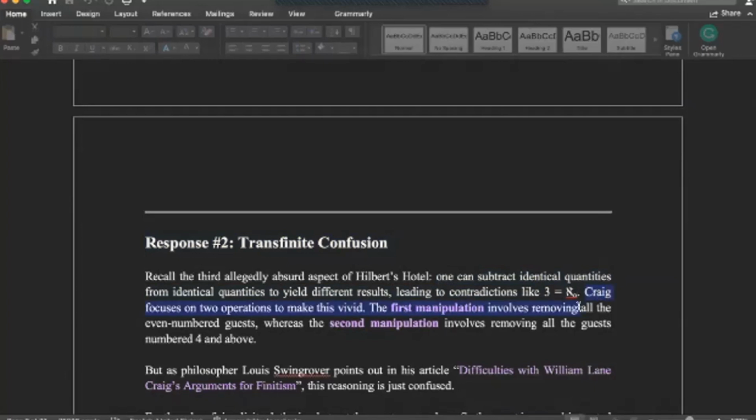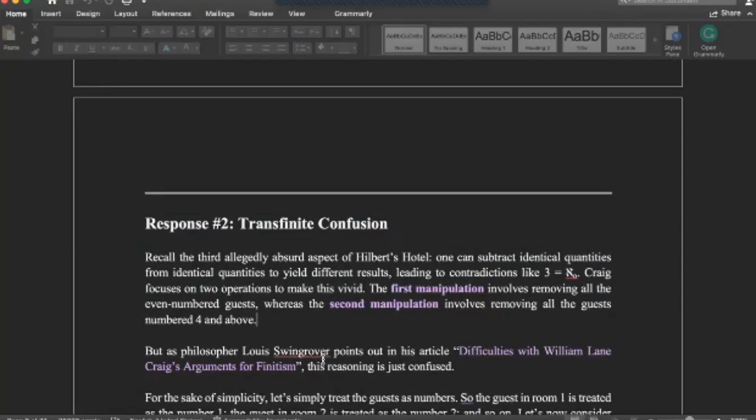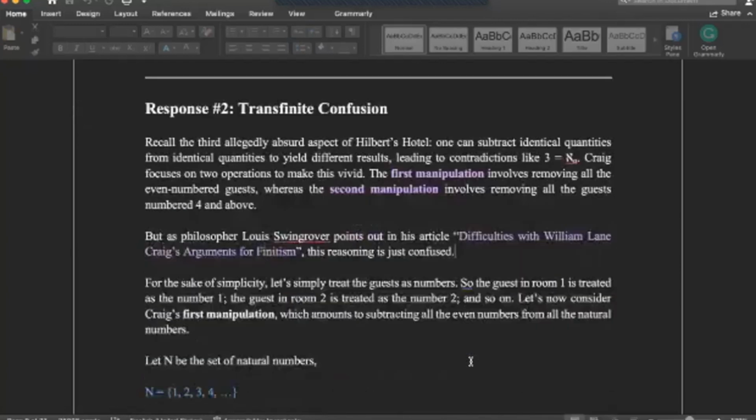Craig focuses on two operations to make this vivid. We're just going to call them manipulations. The first manipulation involves removing all the even-numbered guests, whereas the second manipulation involves removing all the guests numbered 4 and above. But, as philosopher Louis Swingrover points out in his article Difficulties with William Lane Craig's Arguments for Finitism, this reasoning is just confused. For the sake of simplicity, let's simply treat the guests as numbers. So the guest in room 1 is treated as the number 1, the guest in room 2 is treated as the number 2, and so on.